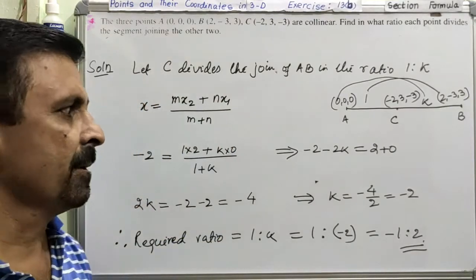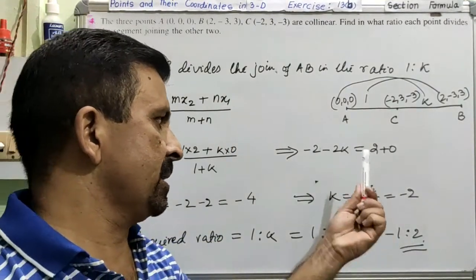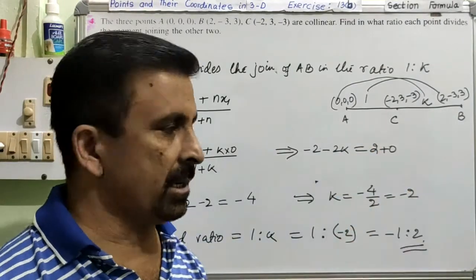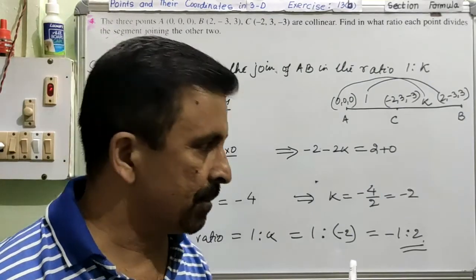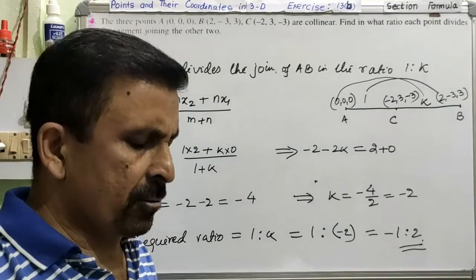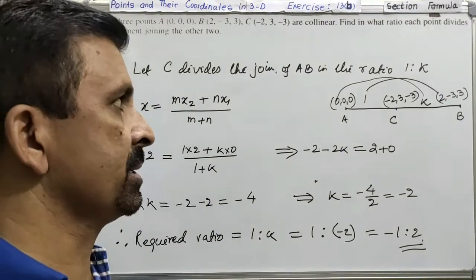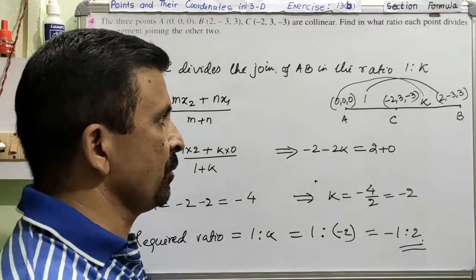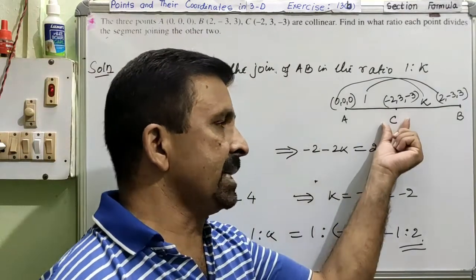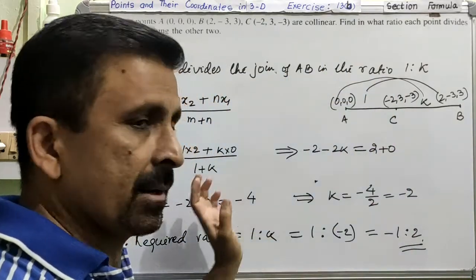Now once again here, this ratio is coming negative. It indicates that this is the external division. Hope I am very clear. Thank you. The question says find in what ratio each point, right? Each point. So here what we have done is we have calculated by assuming C dividing the join of A and B. So this is the one situation, right?